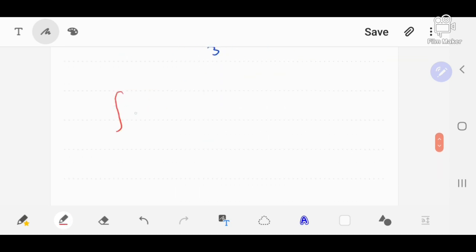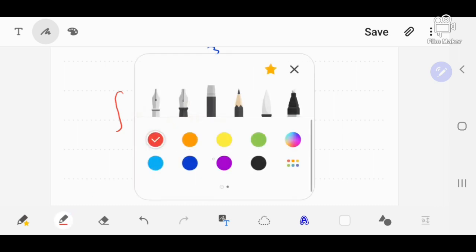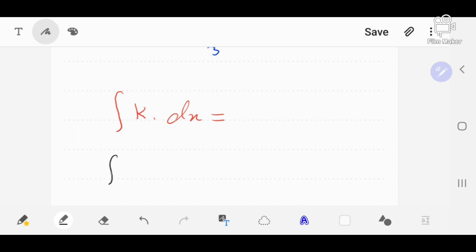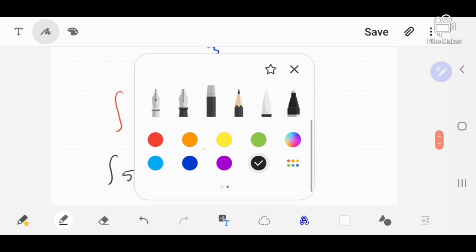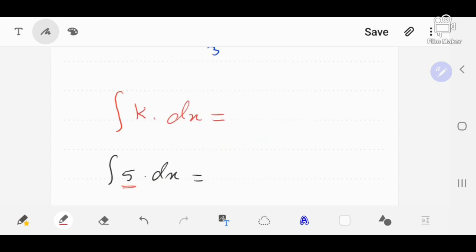What should you ask yourself? A constant is a derivative of what? For example, if I said integration of 5 depending on x, what was the original function? So it was 5x plus c, since the derivative of 5x gives you 5. So in general, if you are trying to integrate a constant alone, that will immediately give you the constant times x plus c.